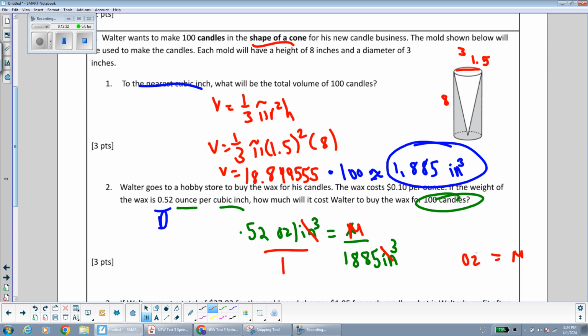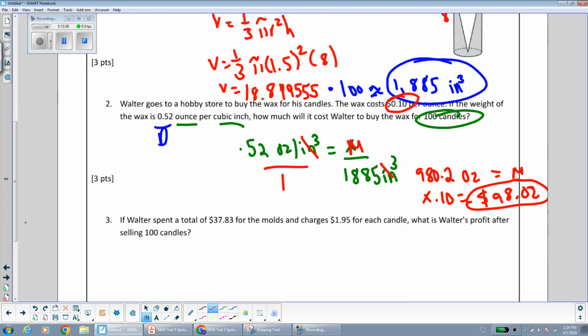Let's see how many ounces. I'm going to do 1,885 times 0.52. And I got 980.2 ounces. And then I do need to multiply by the cost because it is 10 cents per ounce. And it cost Walter $98.02 for the wax for the candles.